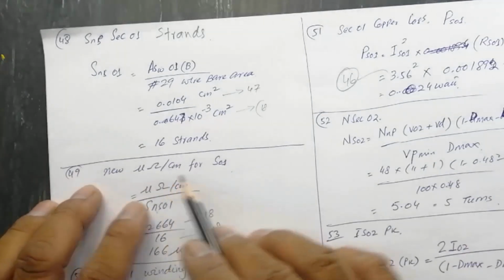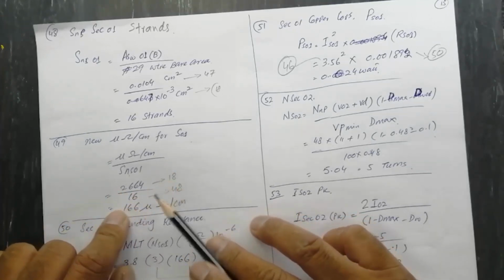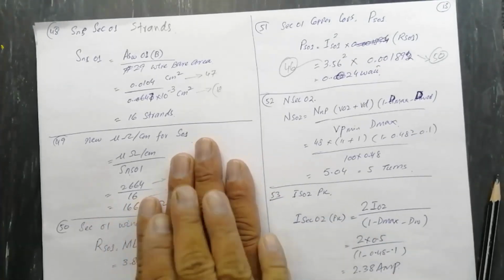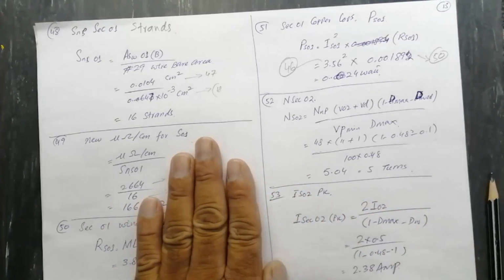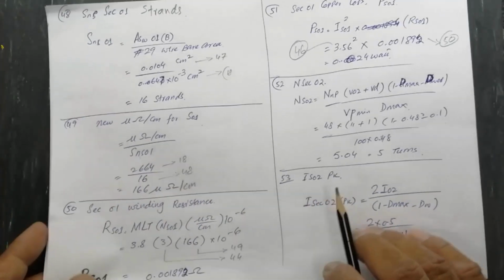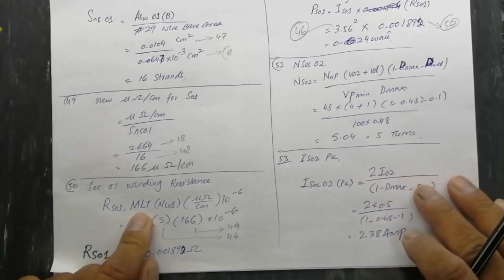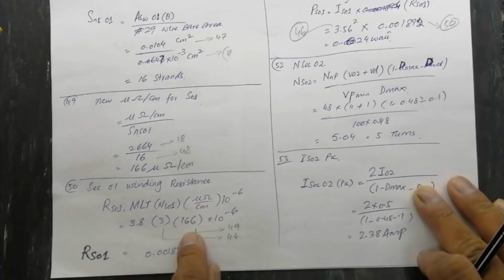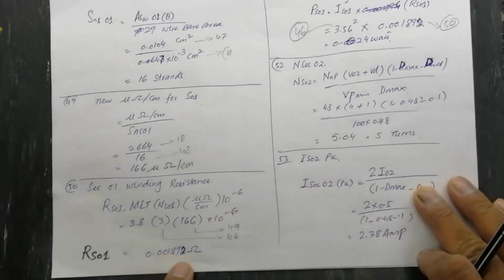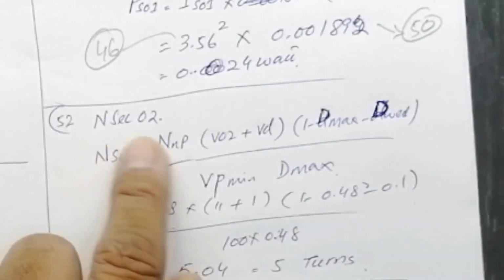Now we can calculate the new micro ohm per centimeter. For 29 gauge, it is 2664 micro ohm per centimeter, and we are using 16 wires because one wire has 2664 micro ohm, and when 16 wires are in parallel, the total resistance will decrease, so it is 166 micro ohm per centimeter. Now we can calculate the total winding resistance because this was for 1 centimeter, and now multiply by MLT, mean length turn, and secondary number 1 turns, times 10 raised to power minus 6, the same formula we used for primary, so it is 0.00189 ohms. Now we can calculate the power, the same formula, it is 0.024 watt.